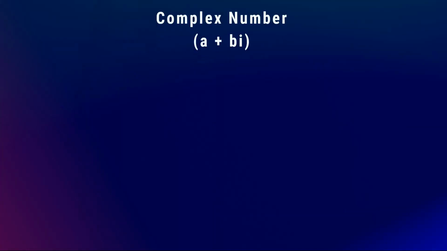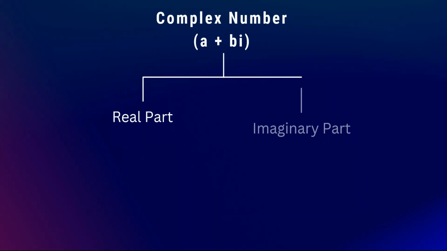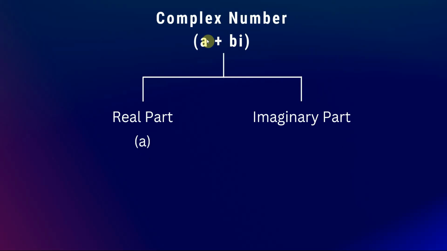So basically complex numbers are nothing but the numbers which are in the form of a plus bi. So now what is this a plus bi? You can split this into two parts. First is the real part and second one is the imaginary part. Now the real part is denoted by this a here, and the imaginary part is denoted by bi. Here a and b both are real numbers, but the i which is attached with b makes this bi a complex number.